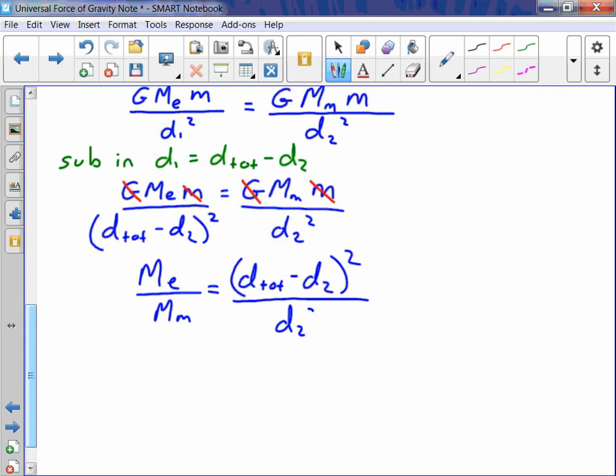Isn't that so much easier? The reason that I did that is to avoid having to do a FOIL expansion and then collect like terms and all this stuff. I hate doing that. Because now that I've got both square terms on the right hand side, I can just square root both sides. Square root both sides.